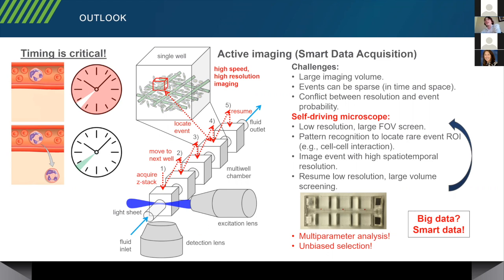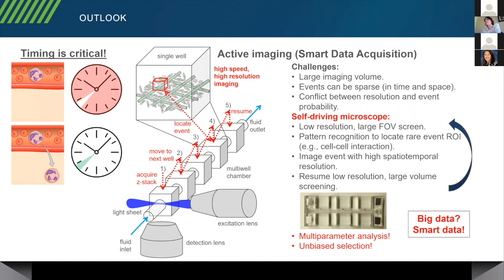So this is why I want to use the Lightsheet platform as a very flexible multi-parameter imaging approach to try to help with this problem. And the idea is, instead of the self-driving car, eventually maybe we will have something like the self-driving microscope, where we can have tissue samples in many wells that can even be perfused through a fluid inlet.